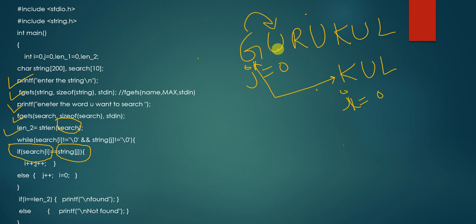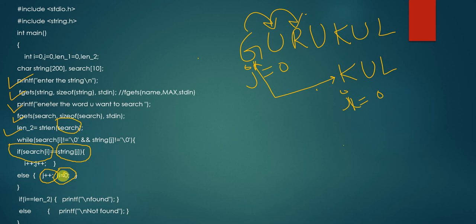Now it will check whether u and k are equal. No, it is not equal, right? So again I should increment j. So it means if the characters are not equal, then I should only increment j, not I. I should keep as it is, 0 itself. That is what I have mentioned here. J I will increment, I will keep as it is. I is equal to 0 itself. I am not going to change this.